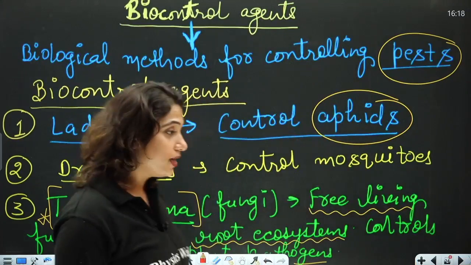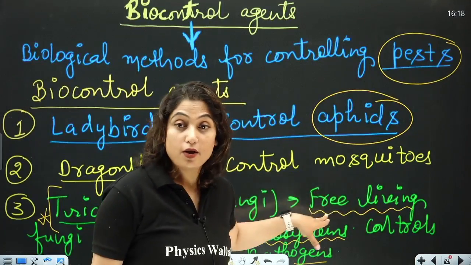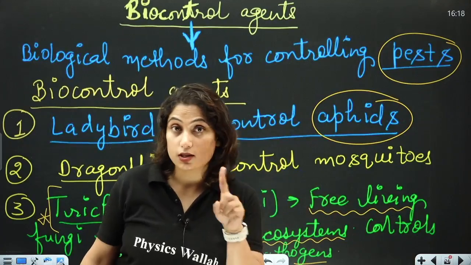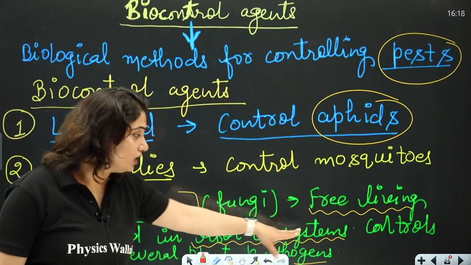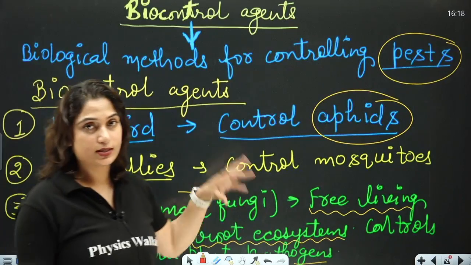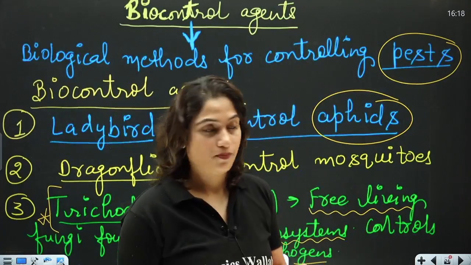So Trichoderma is a fungus which is found in free living conditions, not in symbiotic conditions, and it is found in the root ecosystem, where it controls the pathogens from infecting the root.